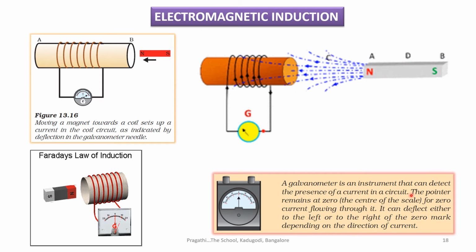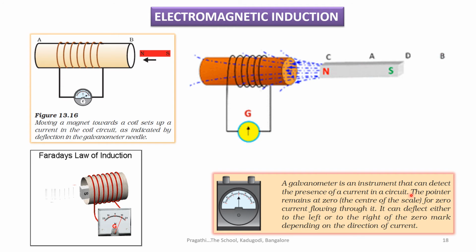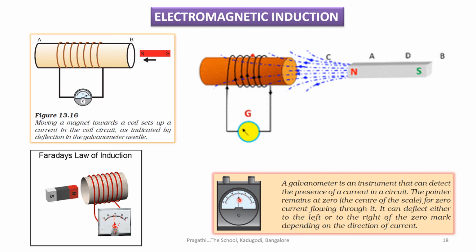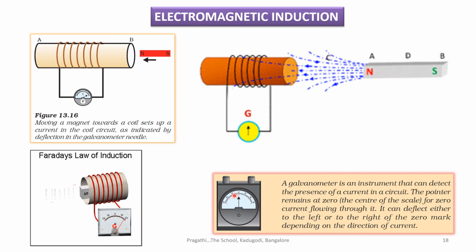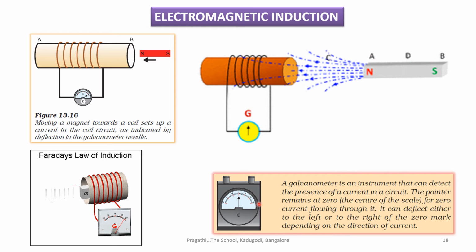That's it. It detects the current. It tells us whether the current is there or not. How? Just by deflection of the needle. You can see here the needle is there. If it deflects here, small current. If it deflects here, more current. If it deflects up to here, still more current in the left direction. And the right direction also it can show.